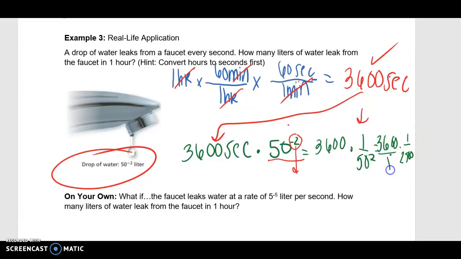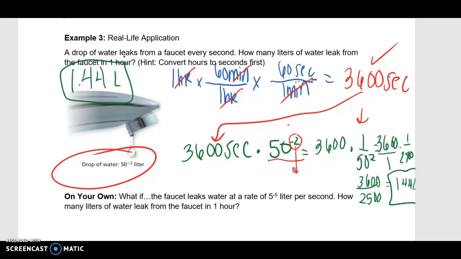If you want to put this over 1, you can. So then you're left with 3,600 over 2,500. 3,600 times 1 is 3,600. 1 times 2,500 is 2,500. And then that is about 1.44 liters. So that's how you solve this one. We'll put the answer right here, 1.44.